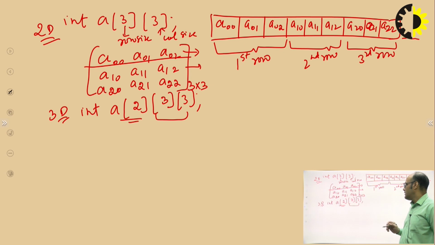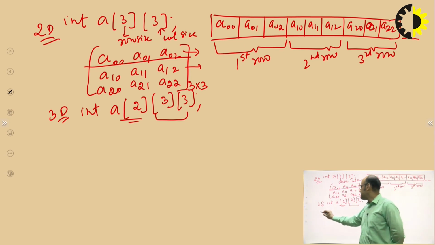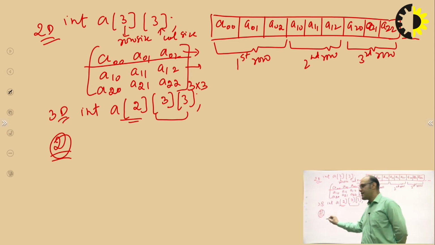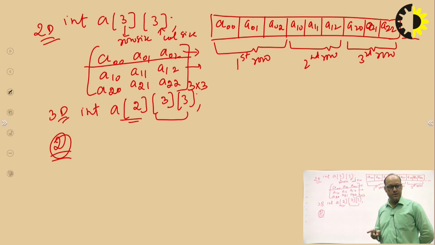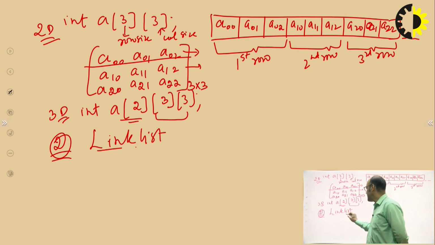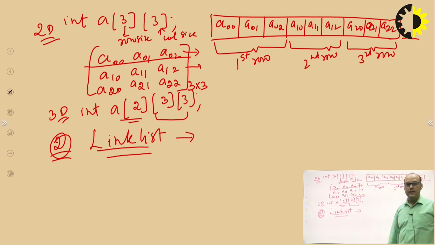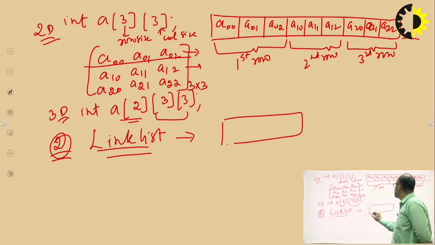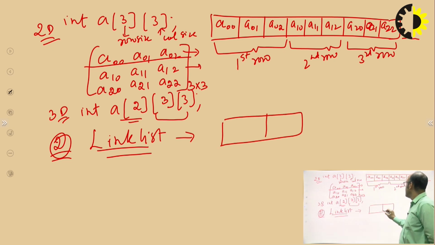Okay. Now, the second linear type of data structure. First we have discussed arrays. Now, the second is linked list. Linked list is defined like this: it is a list. Now, the question arises, sir, what is the need of a linked list if we already have arrays?